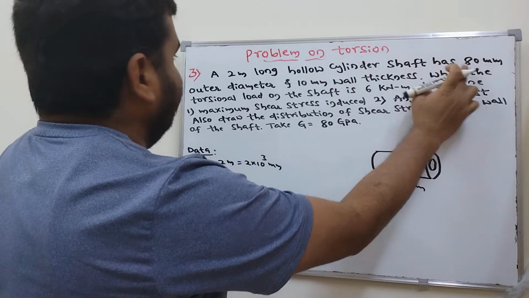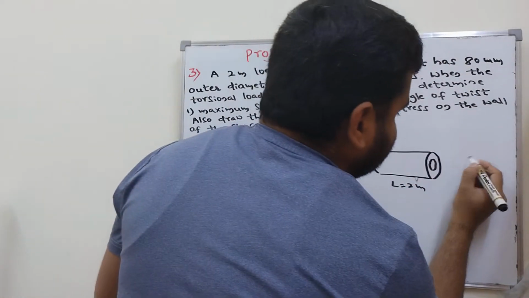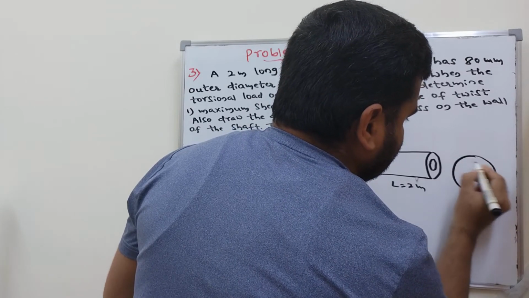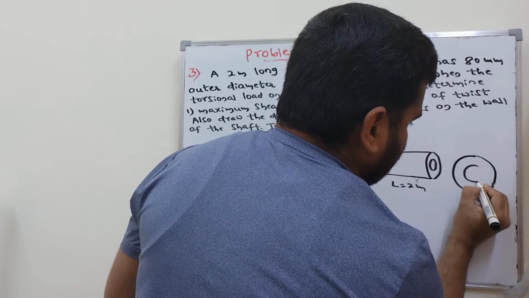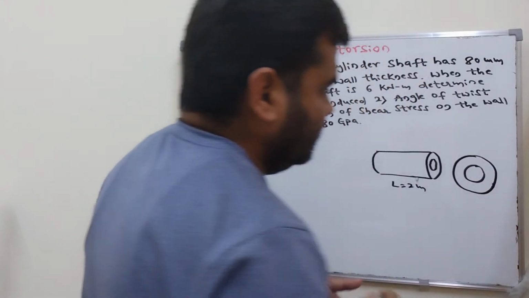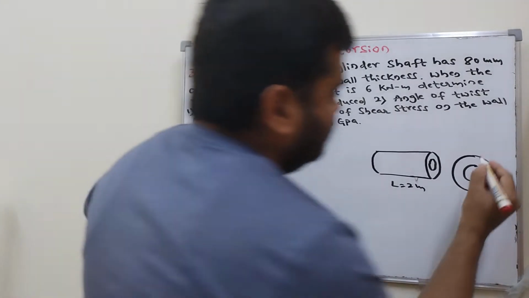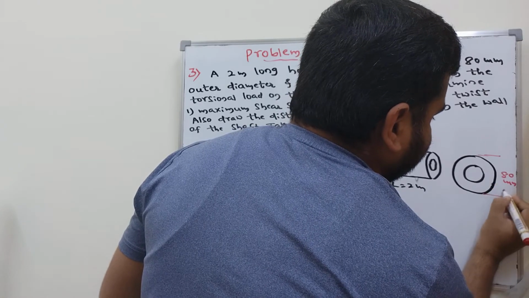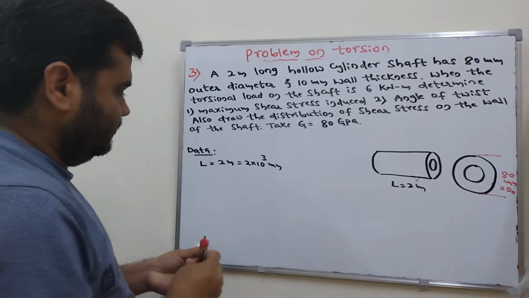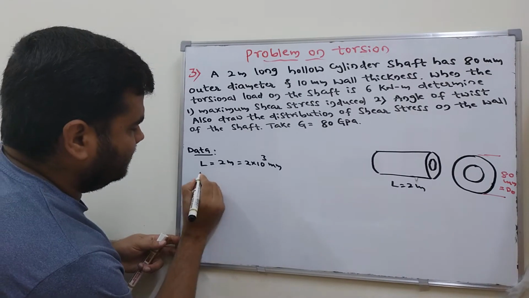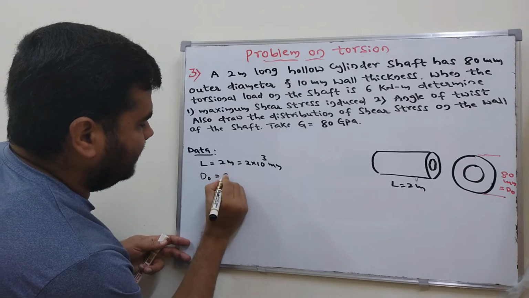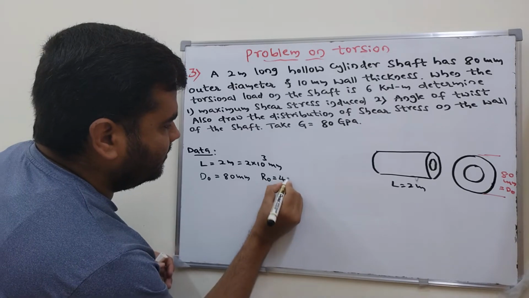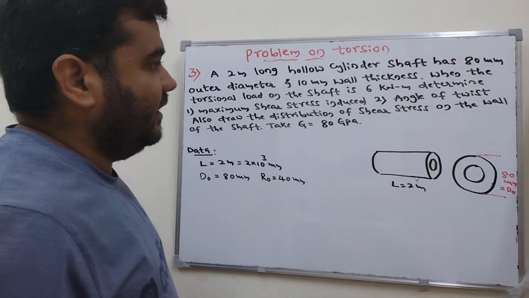The hollow cylinder shaft has 80 mm outer diameter. I'll write the side view here. So the outer diameter is 80 mm. This diameter is 80 mm, that will be equal to D naught. So D naught equals 80 mm. Therefore R naught equals how much? 40 mm. Its outside radius is 40 mm.